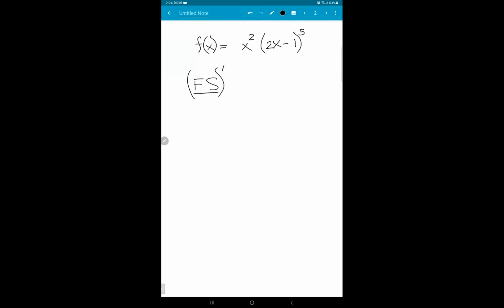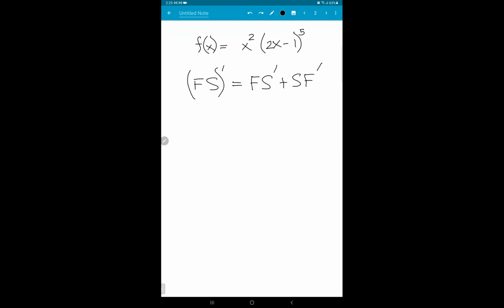So this can be obtained by the following formula: (FS)' = FS' + SF'. In words, it's the first times the derivative of the second plus the second times the derivative of the first function. So let's apply that. We won't prove the formula. It's beyond the scope of our course, by the way.